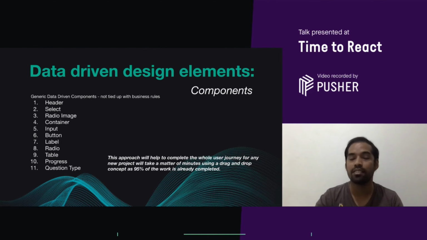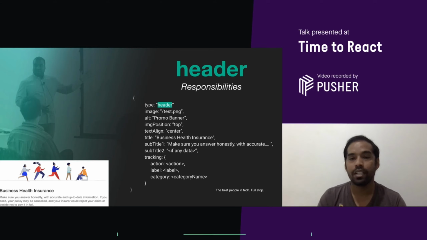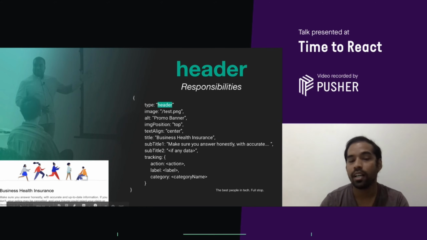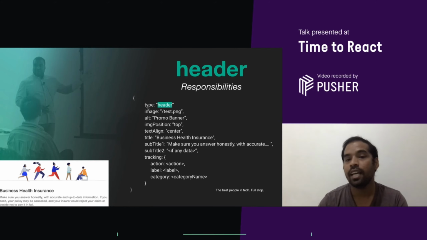So as I mentioned, I created 11 different components, which are data driven. You can see these objects represent the piece of UI that you're currently seeing here. Let's say it has a type, header, which is unique for each component. Each component has its own type. Type is a key for React to identify and serve the respective component.